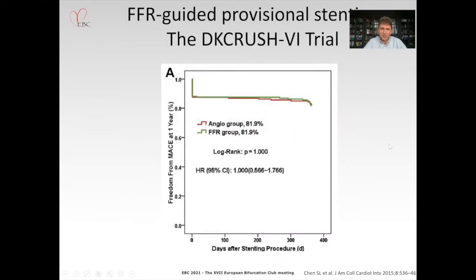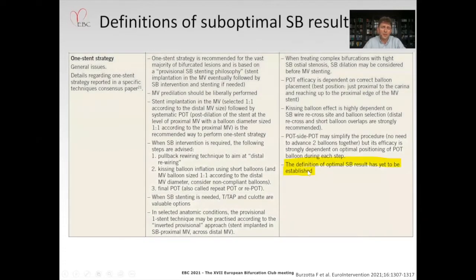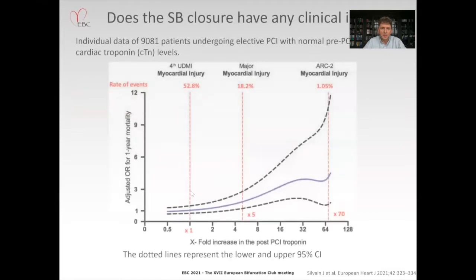At least we know this from the DK Crush 6 study, where both angio and FFR guided groups fared exactly the same after 1 year observation in clinical terms. So no help with physiology. So I think that's the honest statement of the consensus, that the definition of optimal side branch result has yet to be established. What do we actually know?